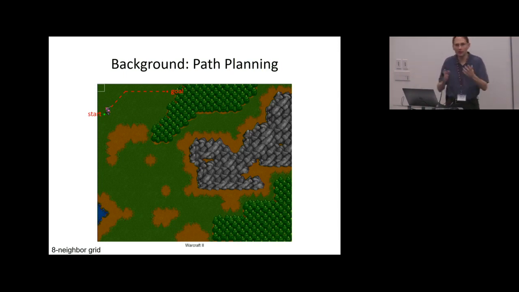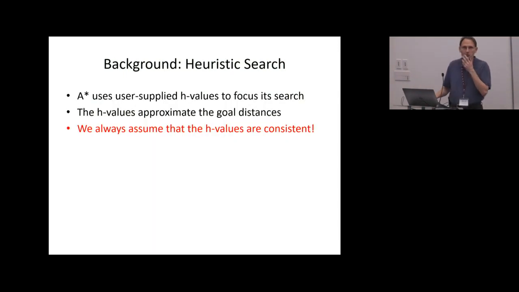First, let's think about how we find short paths. This one is all about heuristic search algorithms, so the A star variety. They use user-supplied heuristics, H values, to focus the search, and these H values approximate the goal distances. Now, we want the H values to be consistent, meaning that they should satisfy the triangle inequality, and that implies that they're also admissible, meaning that they don't overestimate the goal distances.